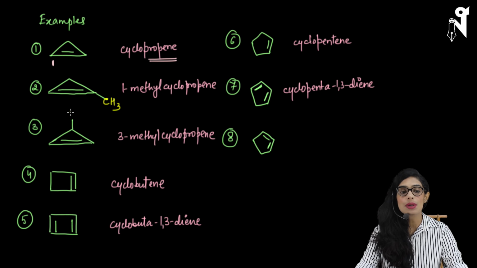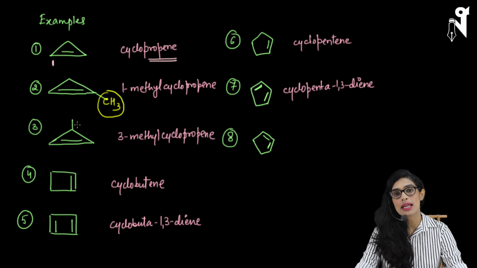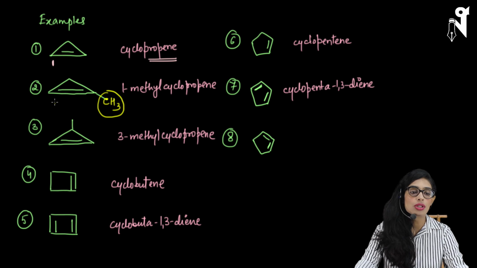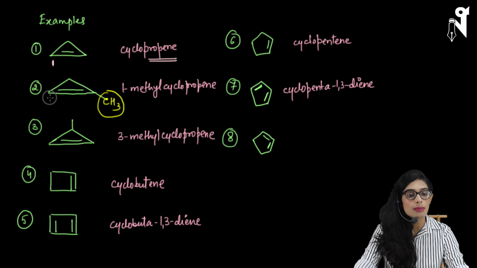Which one will be acting as a branch? The open chain will be acting as a branch. Why? Because the double bond is present in the cyclic chain. So this is my branch. This cyclic chain is my parent chain, and I'll number the carbons like this.